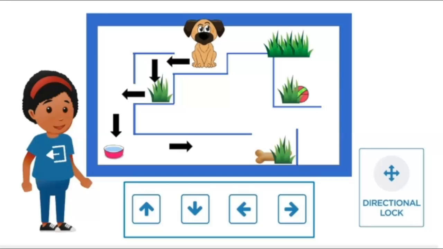The puppy headed to the left and then down, to the left again, down, and then to the right to find his bone. That is one happy puppy. Not only did he find his bone, he also got to stop and get a drink of water on the way.